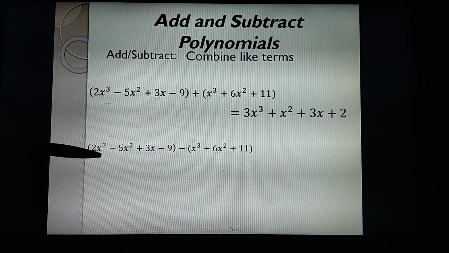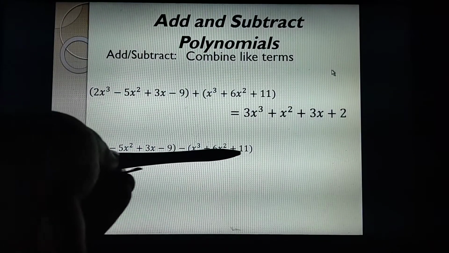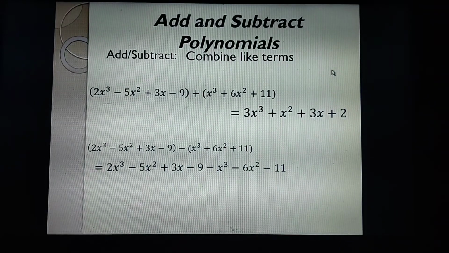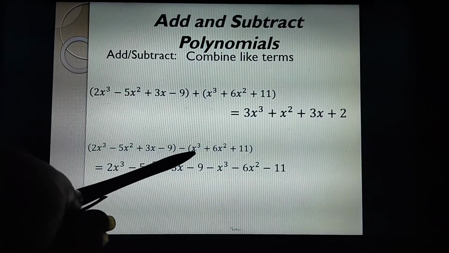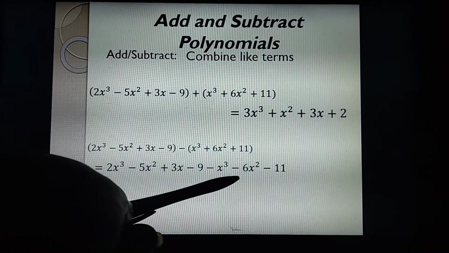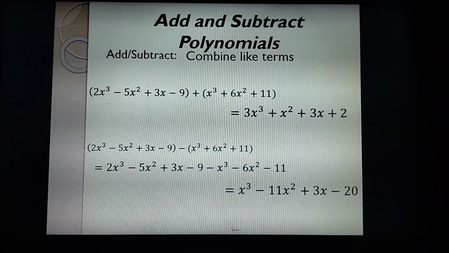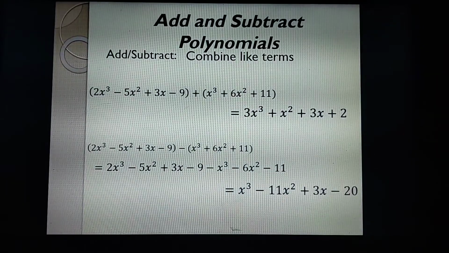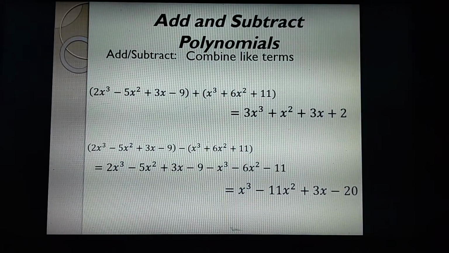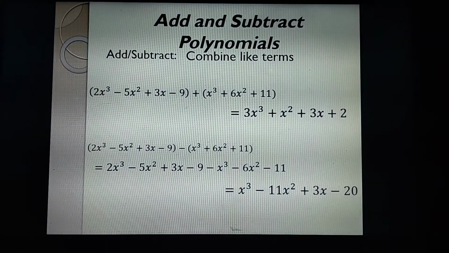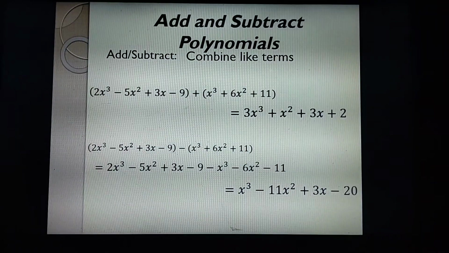Okay, the one on the bottom here, remember that because this is minus, the signs of everything in this set of parentheses is going to change. So all I've done is rewritten it without the parentheses, and I changed the sign of the x cubed, the 6x squared, and the 11. And now you combine like terms again. So 2x cubed minus x cubed is x cubed. Negative 5x squared minus 6x squared is negative 11x squared. 3x, and there's no other one, so it's 3x. And negative 9 minus 11 is negative 20.